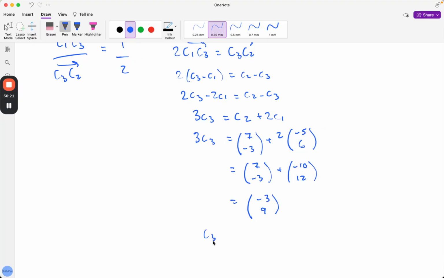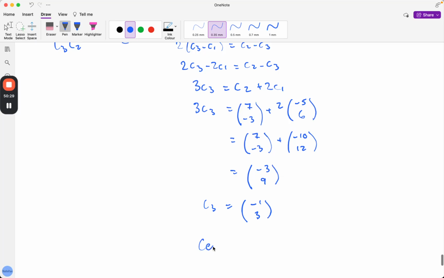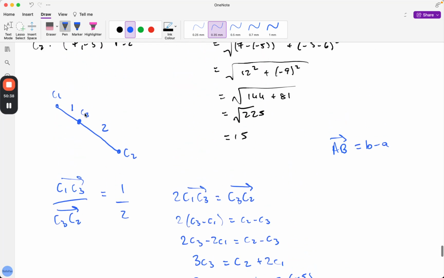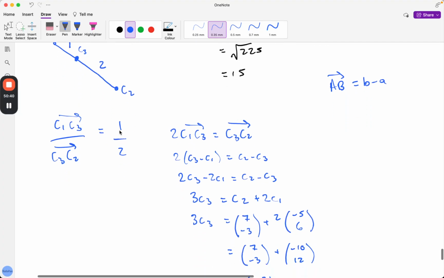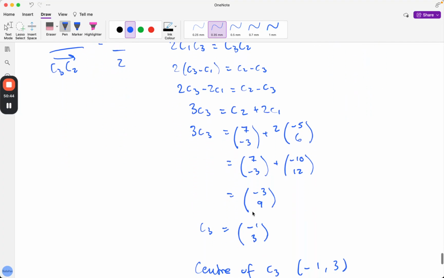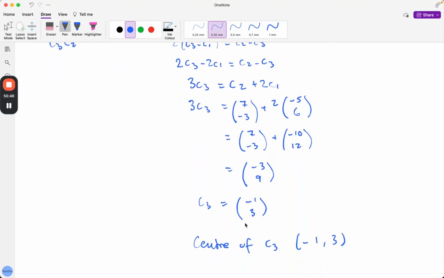So we can just divide each component here by 3 to get C3 on its own, and that gives us minus 1, 3. So that tells us that our centre C3 is just the point minus 1, 3, using that knowledge of the total distance with the ratio that we figured out there, alongside some vector manipulation there to figure out what C3 has to be with a bit of rearranging.